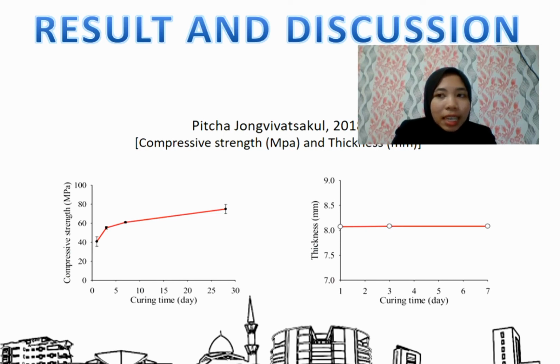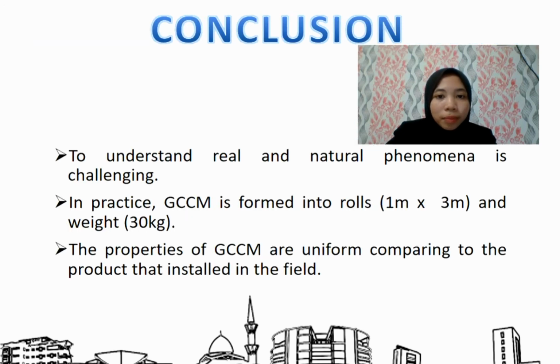Based on the study, these are the graphs for compressive strength and thickness of GCCM. The compressive strength increased with time and was 55 megapascal after 3-day curing, which is higher than normal concrete. The compressive strength of GCCM is 74.87 megapascal, which is higher than the requirement for structural shotcrete, which is 28 megapascal. The thickness of geosynthetic cementitious composite mat was constant at 8.1 mm.